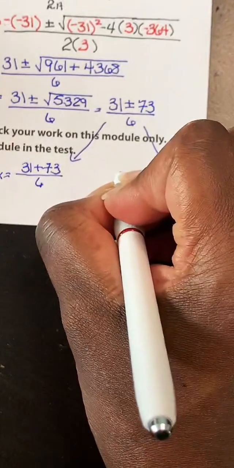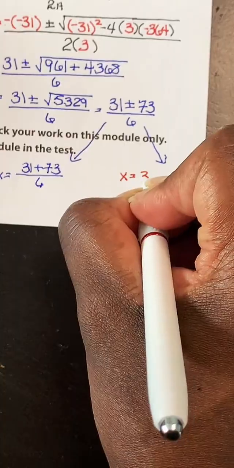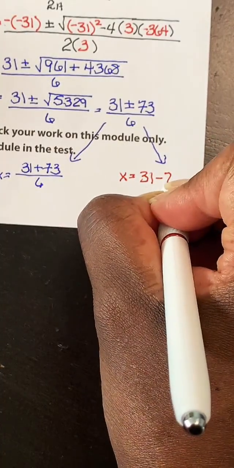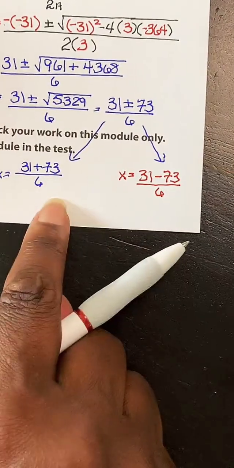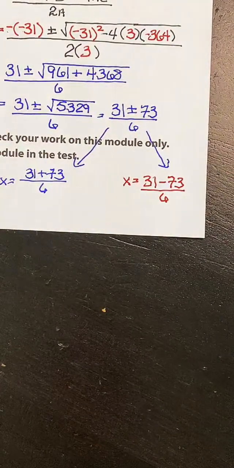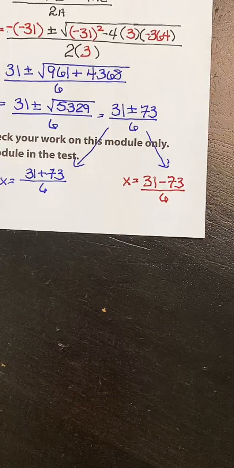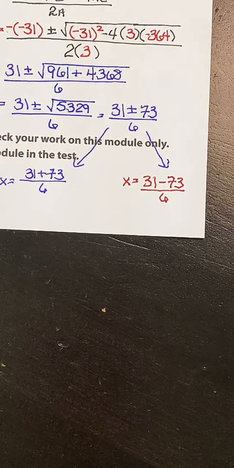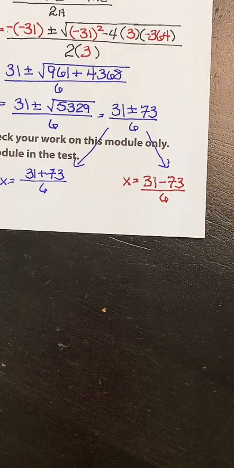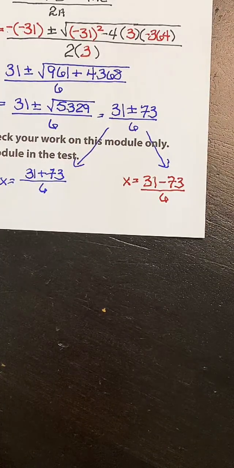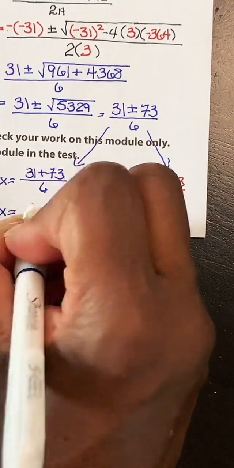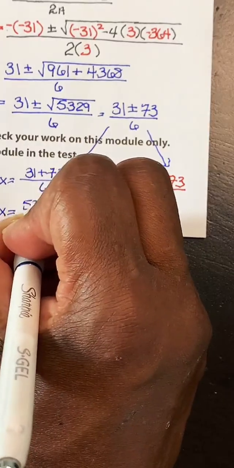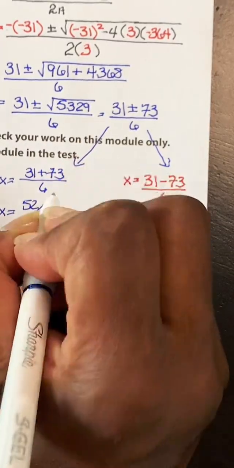And the other one is 31 minus 73 over 6. Okay. So 71 plus 31 divided by 6, that can be reduced to 52 thirds.